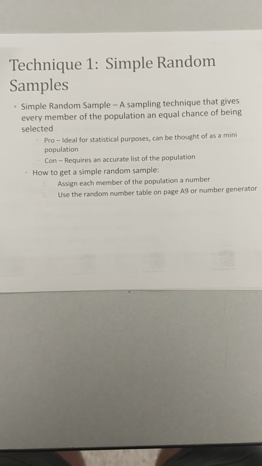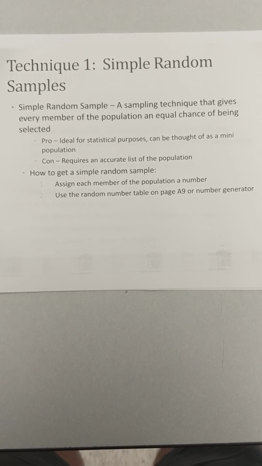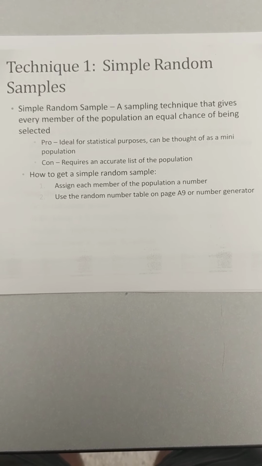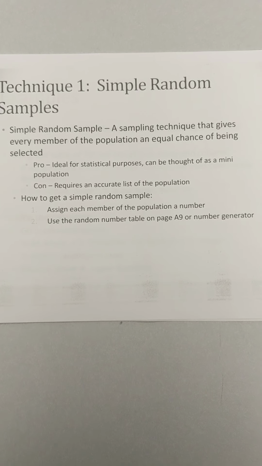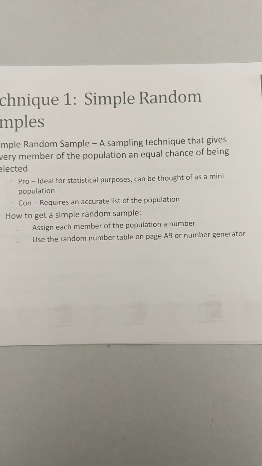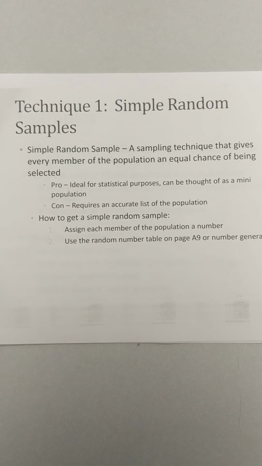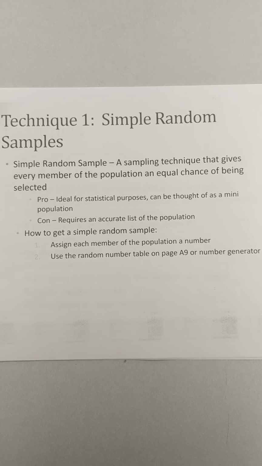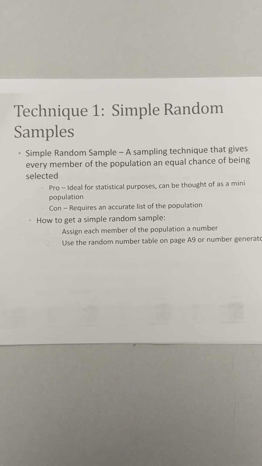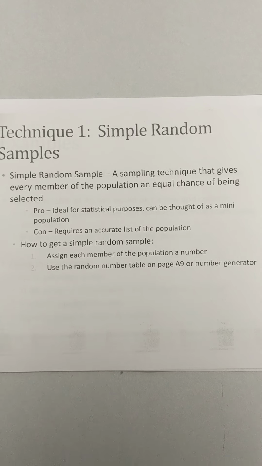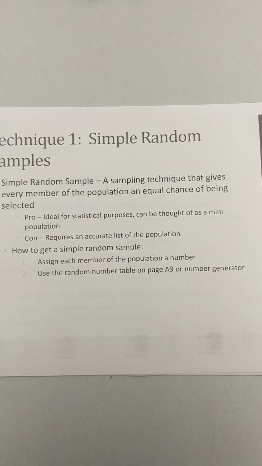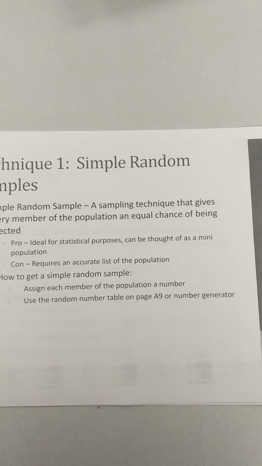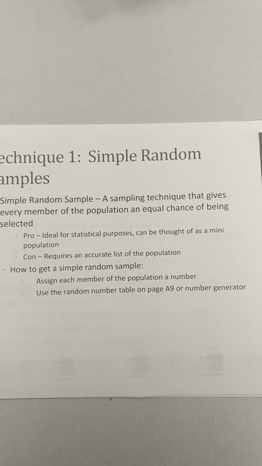A simple random sample is a sampling technique that gives every member of the population an equal chance of being selected. The pro of this is it's ideal for statistical purposes and can be thought of as a mini population because everyone is being accounted for. The con is that you need an accurate list of your population. To get a simple random sample, you assign every single member of the population a number, then randomly generate numbers, and the first however many numbers come up are the people that get selected.